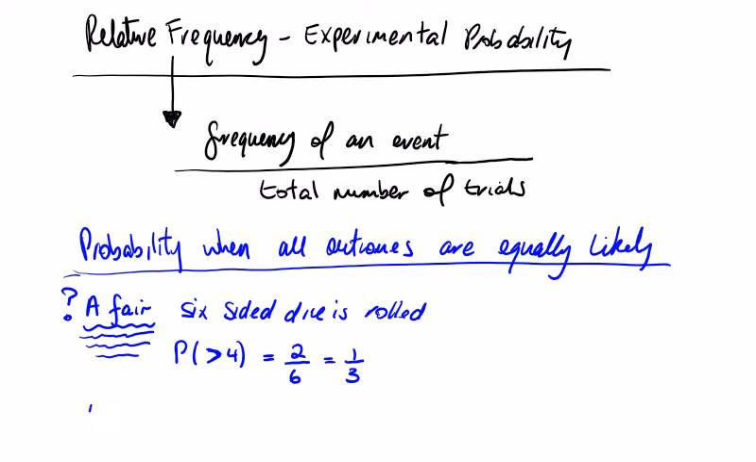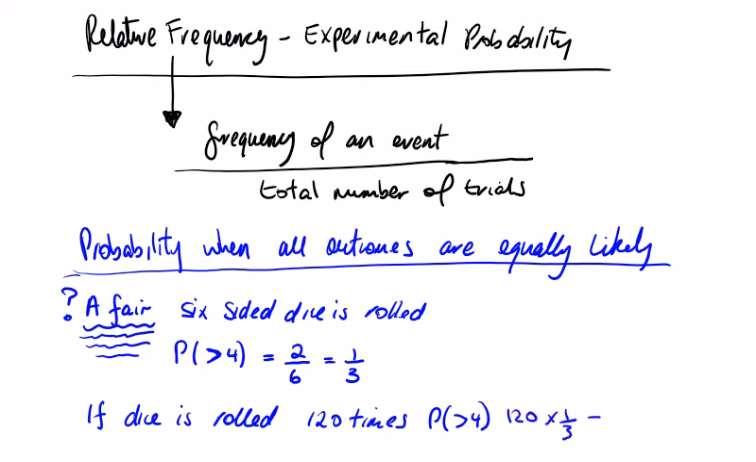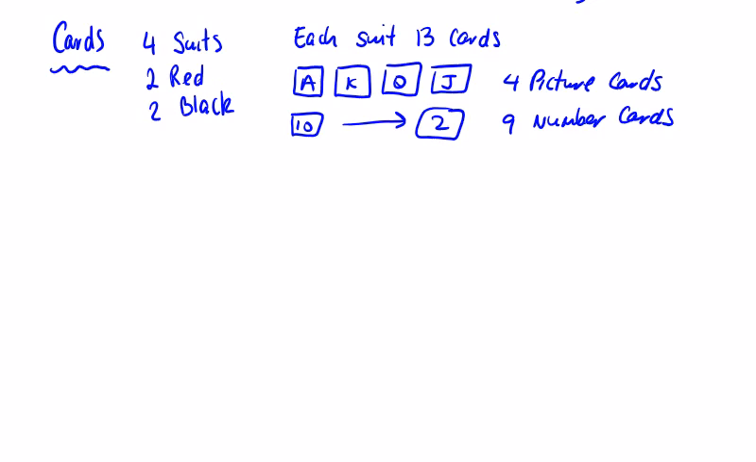And then they may ask if the dice is rolled 100 times, or if the dice is rolled a number that divides by 3, 120 times. The probability of greater than 4, or how many times it's likely to happen, will be 120 by 1 over 3, which is, you'd expect it to happen 40 times. So this is the expected frequency of something happening. Okay, so write these notes into your copy.